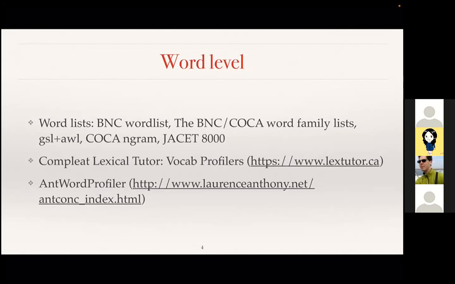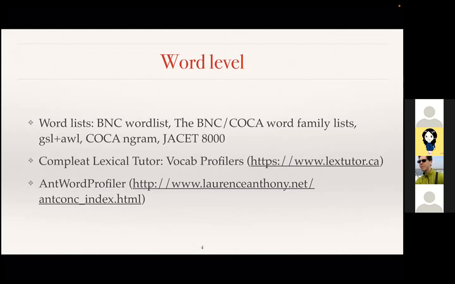And for Japanese students, we have JACET 8000. And we can see a text's word level easily by checking the vocabulary in the text against these files. It is usually divided into 1,000 words, where the most frequent first 1,000 is the most basic words, and the next 1,000 is the second basic words, and so on.